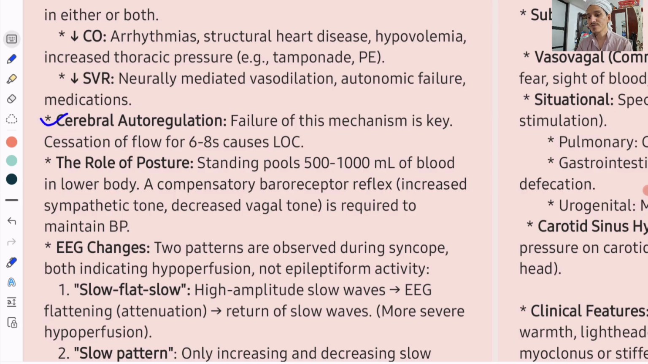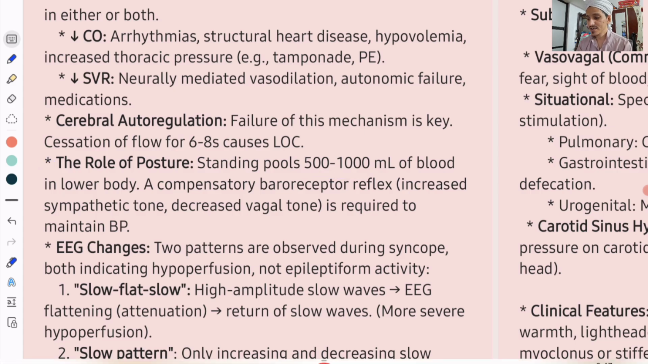When the blood flow is decreased for more than 6 to 8 seconds, then that will cause syncope. Role of posture: when a patient stands, there is a high chance of syncope. Why? 500 ml to 1 liter of blood is pooled in the lower limbs. So a compensatory baroreceptor reflex, increased sympathetic tone or decreased vagal tone, is required to maintain the BP. If a person stands for a long time, there will be pooling of blood in the lower part of the body, decreased venous return, decreased cardiac output, and then syncope. So these are the mechanisms of syncope.